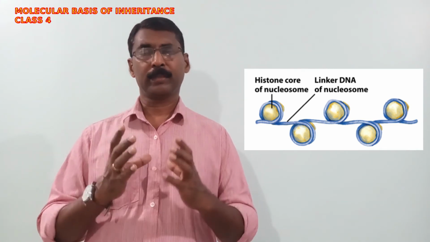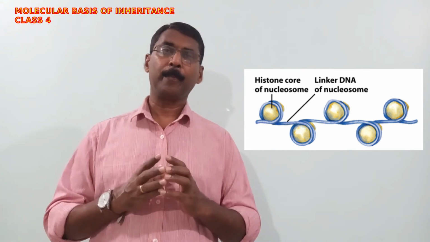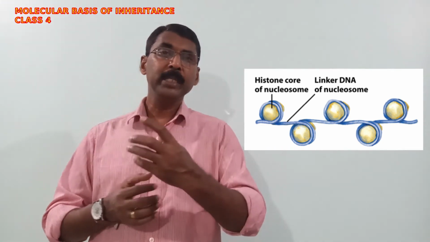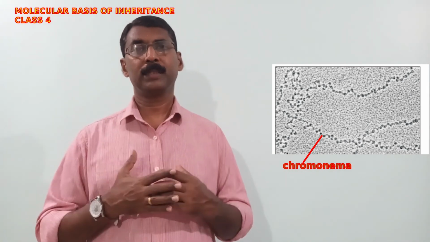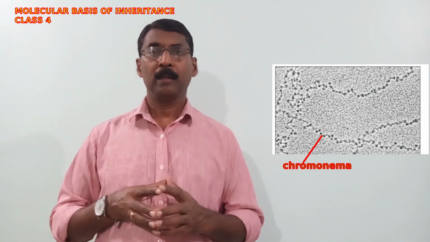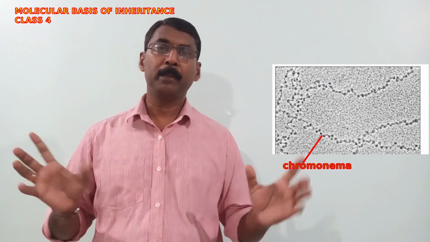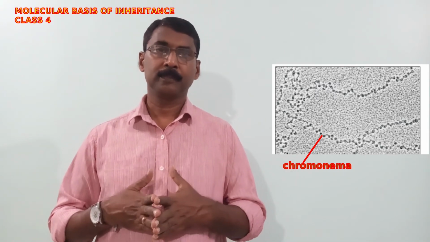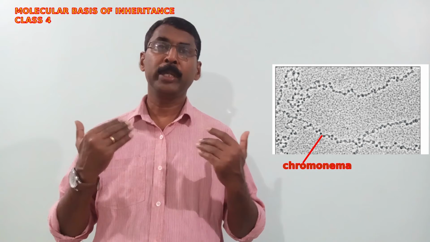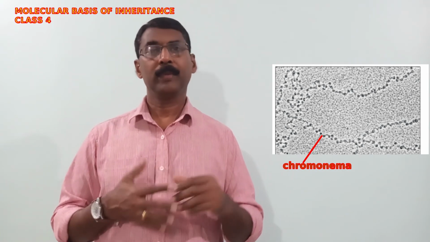So this structure appears like beads on a string. It appears like beads on a string. And this is called a chromonema. Several such chromonemata can be seen in the nucleus.